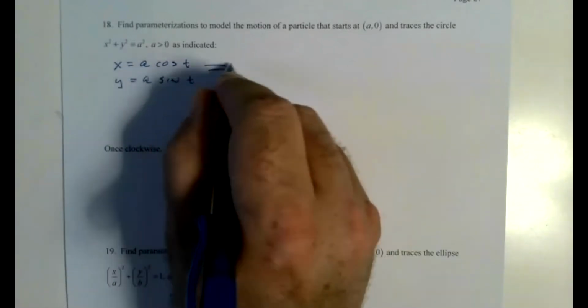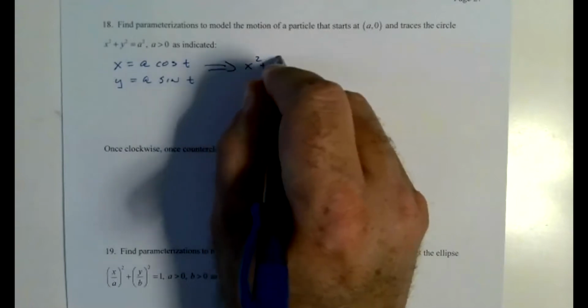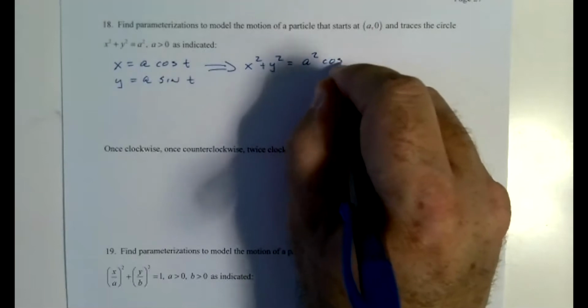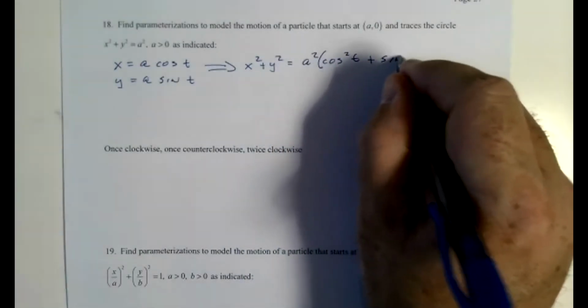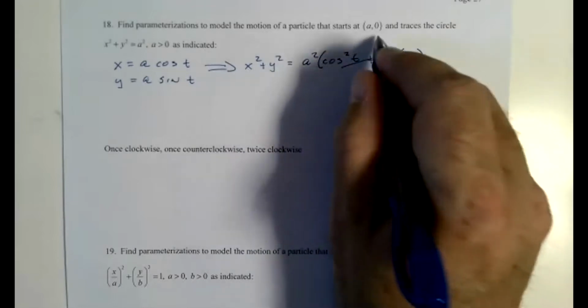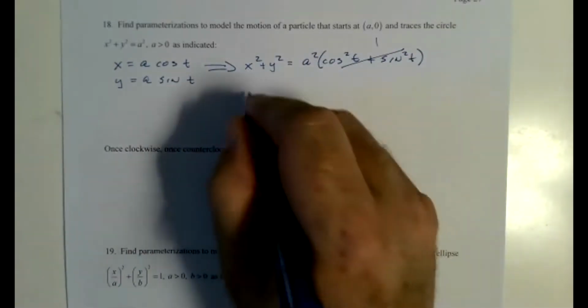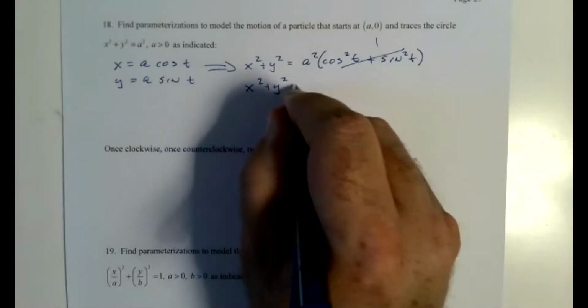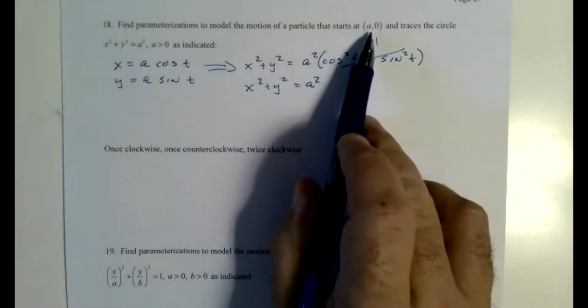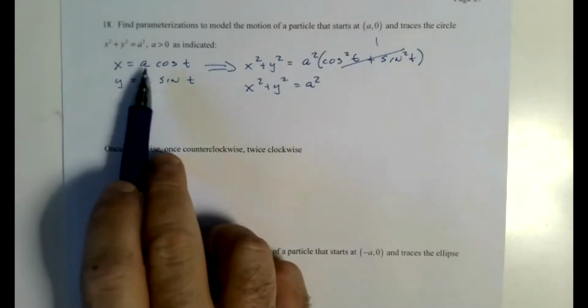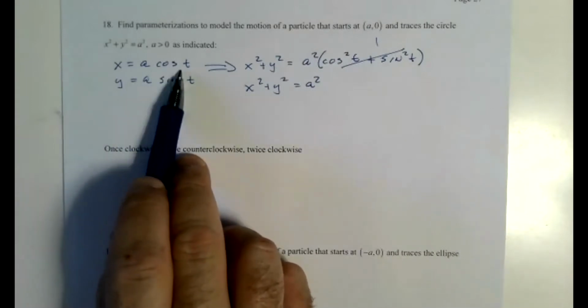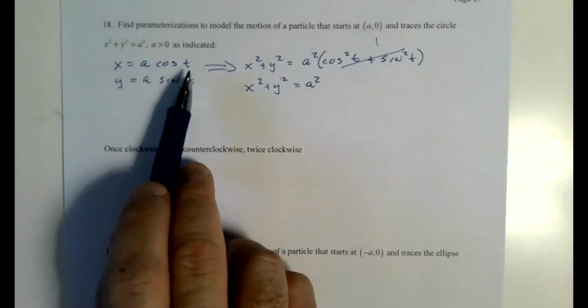And we all know that x squared plus y squared equals a squared cosine squared of t plus, you know what, I'll just factor out the a squared, sine squared of t, which is 1. And so we get x squared plus y squared equals a squared. Yay, but we want to start at (a, 0). So we want to start when this is equal to a, so that's at 0. I'm not going to trace a circle as indicated.